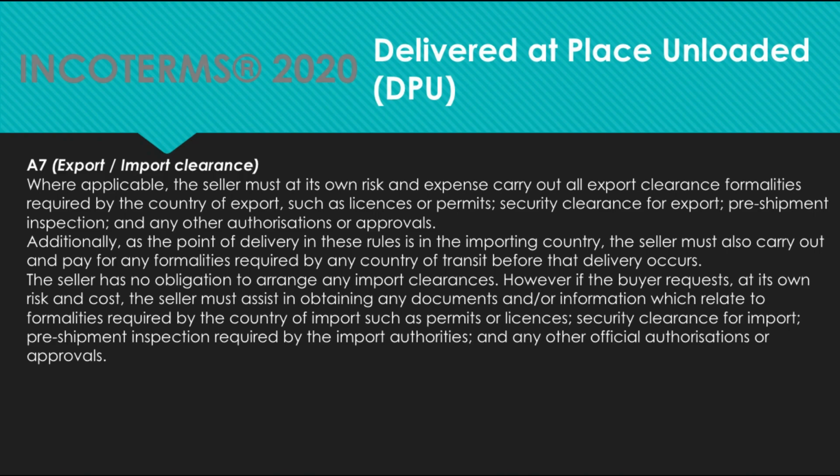Additionally, as the point of delivery in these rules is in the import country, the seller must also carry out and pay for any formalities required by any country of transit before that delivery occurs. The seller has no obligation to arrange any import clearances. However, if the buyer requests at its own risk and cost, the seller must assist in obtaining any documents and/or information which relate to formalities required by the country of import, such as permits or licenses, security clearance for import, pre-shipment inspection required by the import authorities, and any other official authorizations or approvals.